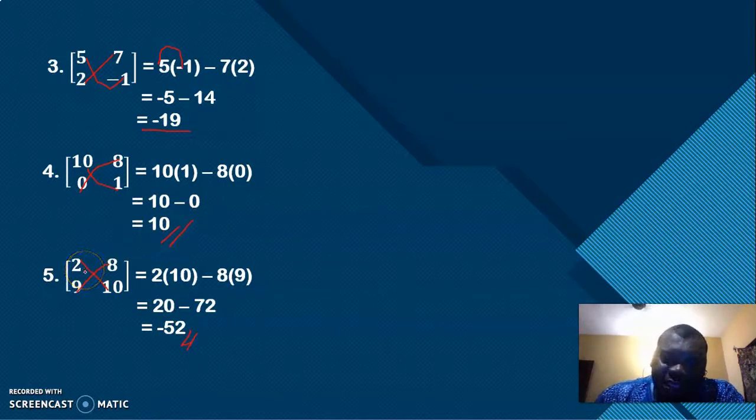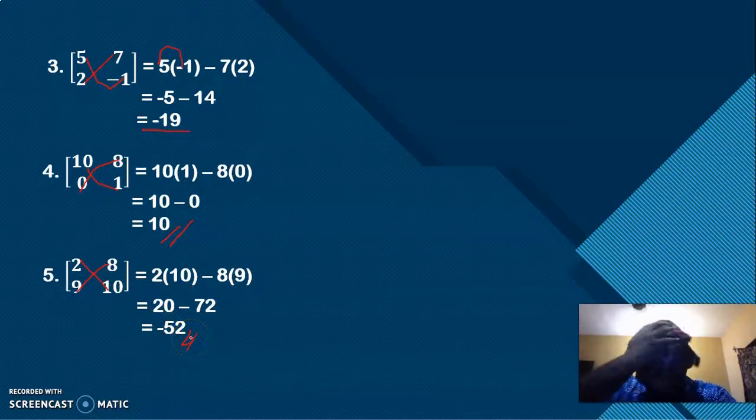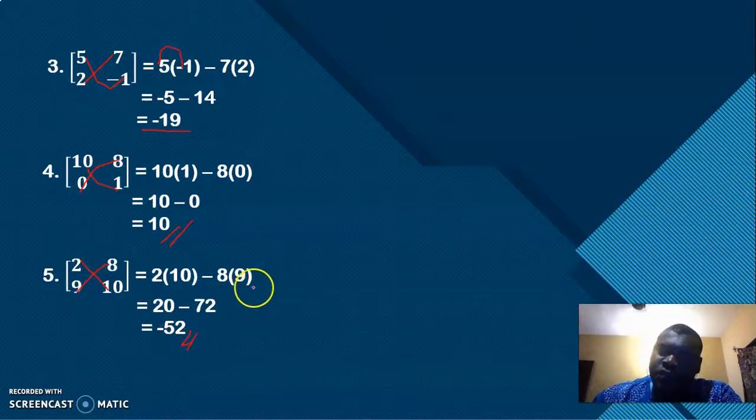Then the last example is 2 times 10 minus 8 times 9. So 2, 8, 9, 10 are the elements in the matrix. So 2 times 10 is 20, minus 8 times 9 is minus 72. So 20 minus 72 gives us negative 52.